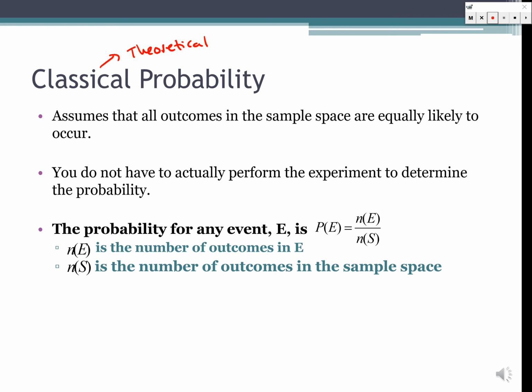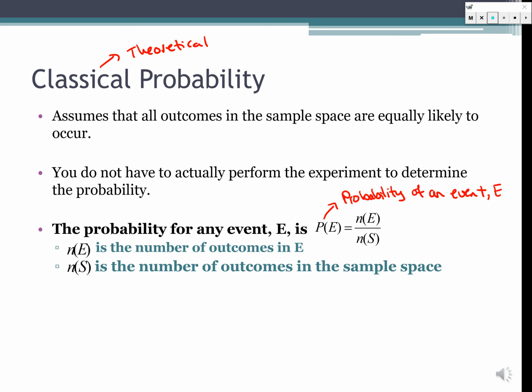To find classical or theoretical probability, I want us to start getting used to a little bit of the notation. The probability for any event, we symbolize with capital E. So P of E, this notation right here, means the probability of an event, whatever that event is. Am I going to want you to use that notation? Yes. And we'll continue showing what that means as we get into actually doing some of the probabilities.